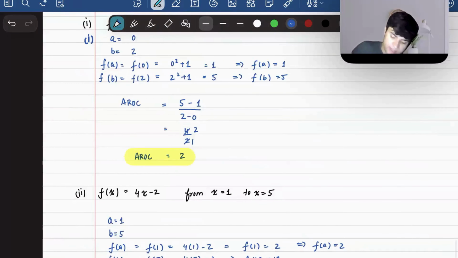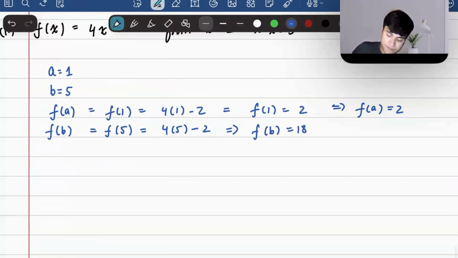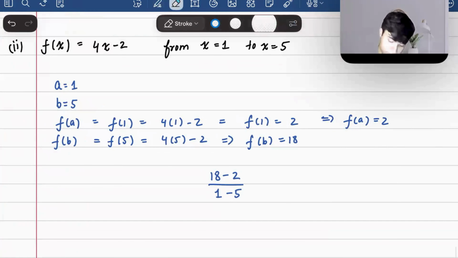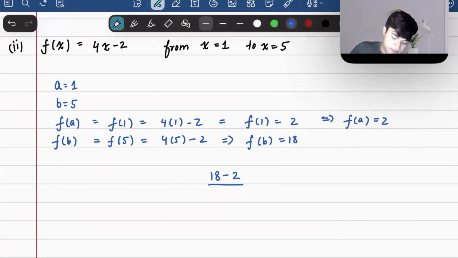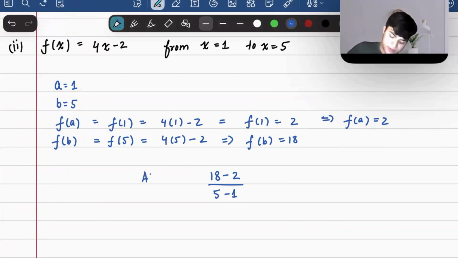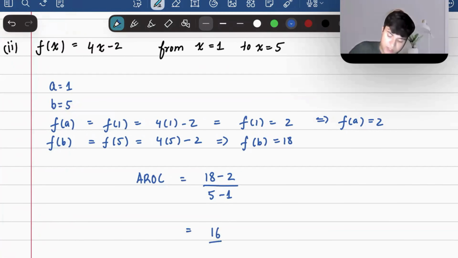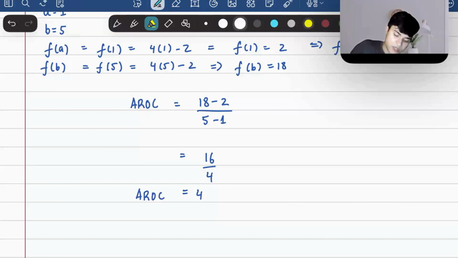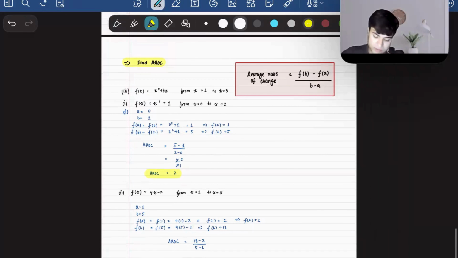We will subtract f of b according to the formula with f of a. So f of b minus f of a over 1 minus 5. No, we're not going to do that. We're going to take b minus a. So it's going to be 5 minus 1. A lot of students are like, hey, you know what? We're going to do 1 minus 5, but don't make this mistake. So average rate of change equals this. Right here, 18 minus 2 is 16. 5 minus 1 is 4, which equals 4. So this is our average rate of change for question number 2 in practice questions.